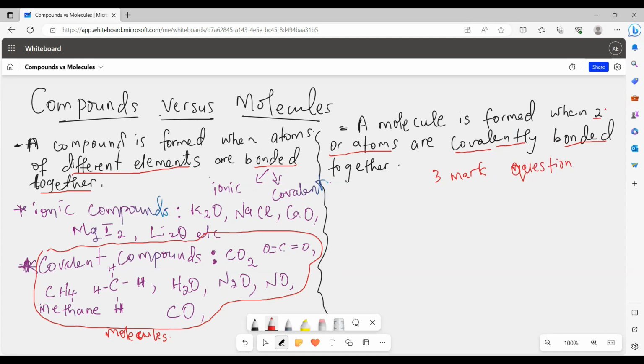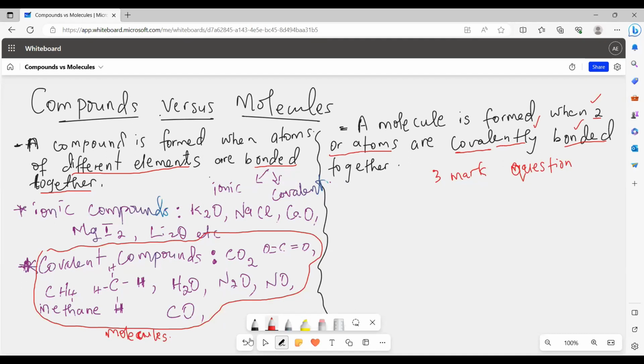So when you mention two or more atoms, you're going to have a mark. Covalently bonded, that's 2 marks there. Sometimes you could say two or more atoms that are bonded together by sharing electrons. So that's another way you can put it.